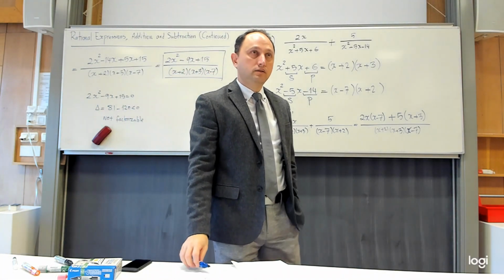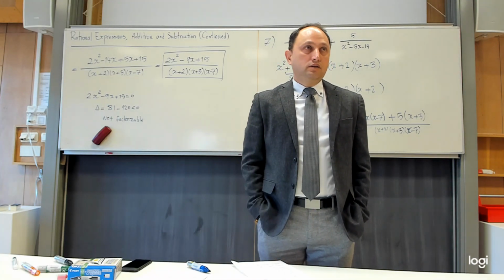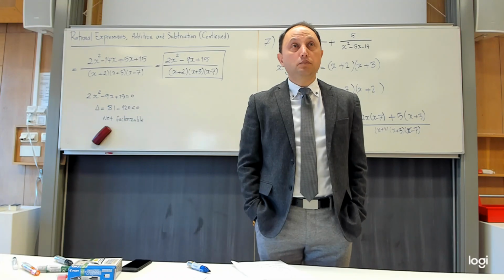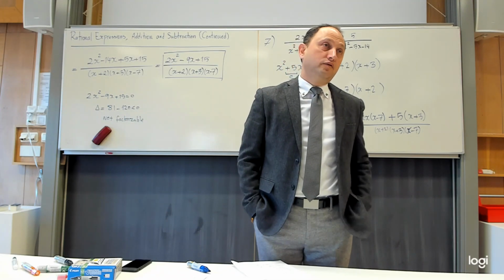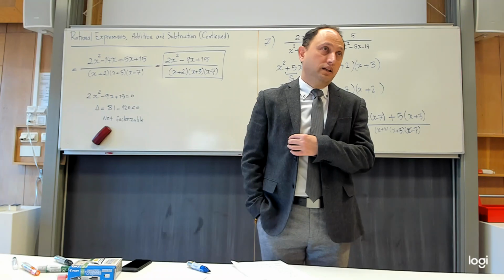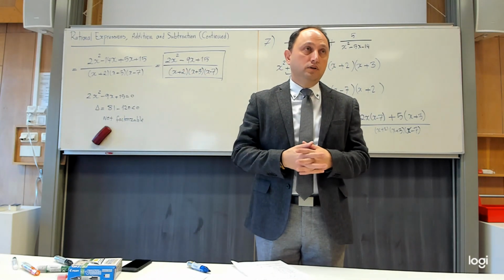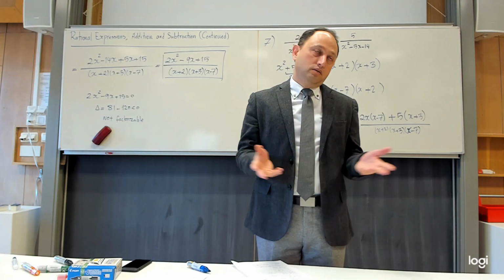I don't really use the ABC formula. Can I use the delta in the PQ formula somehow? No, the delta in the PQ formula is different from the delta in the ABC formula. The delta in the PQ formula is (P over 2) squared minus Q. Yes, you can use that.